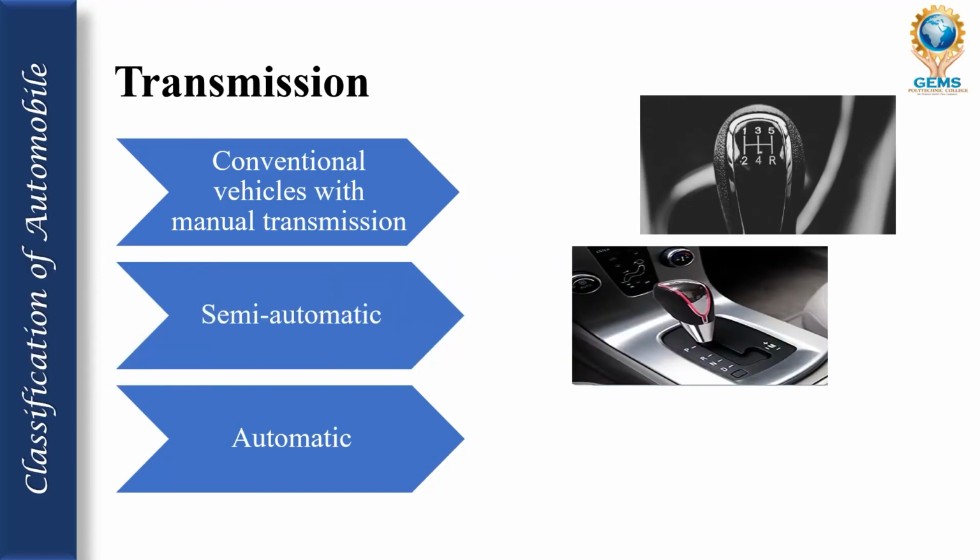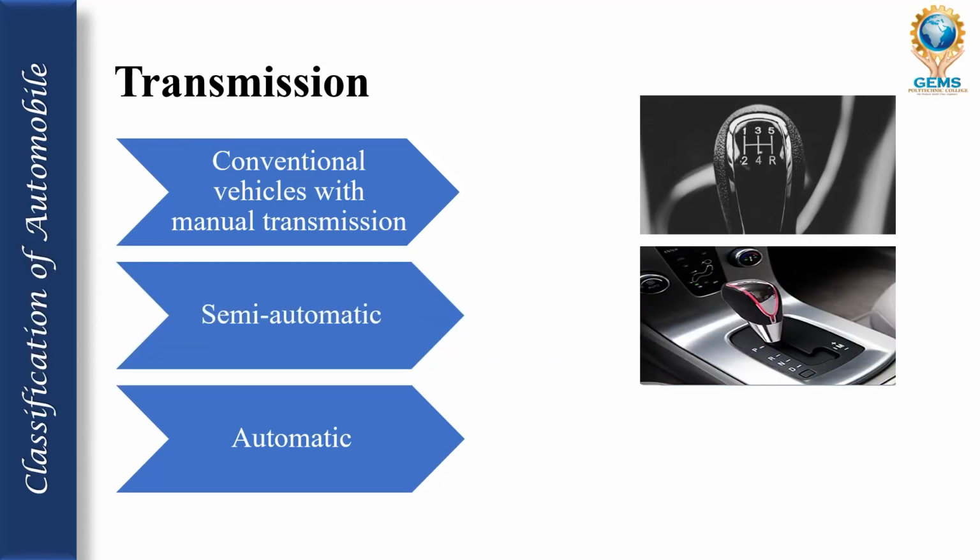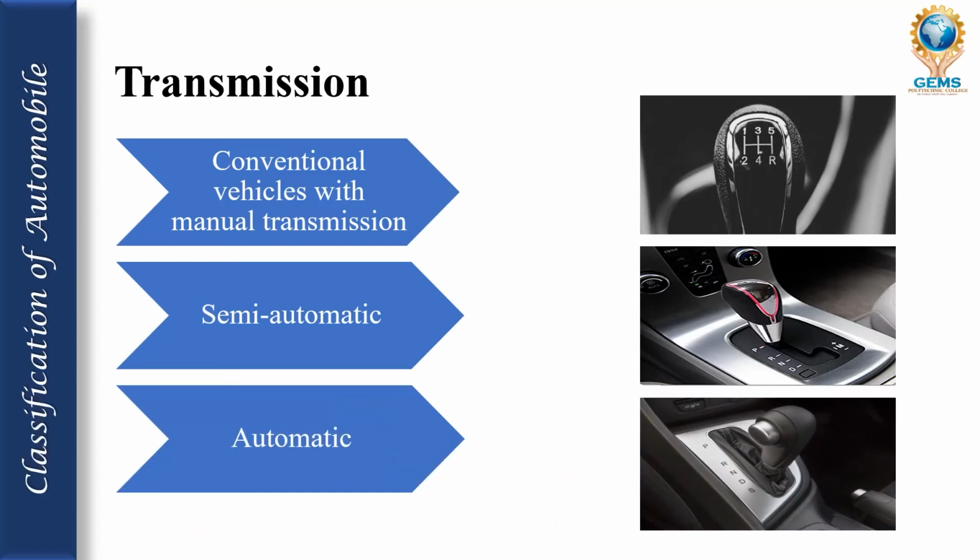Number two is semi-automatic. Here there will be four options: P, R, N, D. D for drive, N for neutral, R for reverse, and P for park. These are the semi-automatic vehicles, and the last one is automatic. The same P, R, N, D will be there, but it operates automatically. By releasing the lever, I can also operate it semi-automatically.